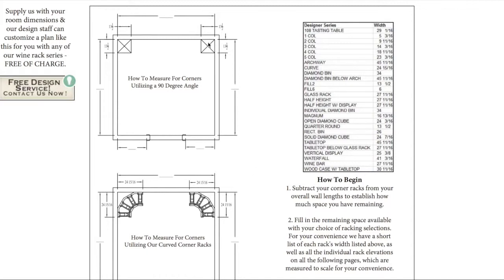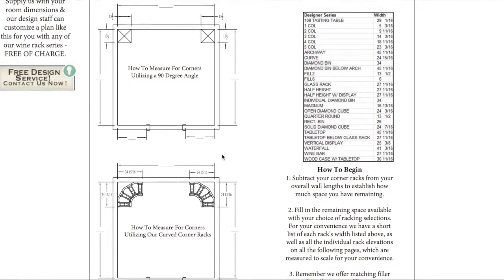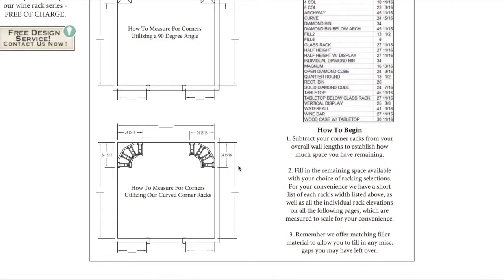If you're using the 90-degree angle, this allows the racks to come together and your spacer bars to touch in front. You would take the whole width of your space and subtract out 13.5 inches twice. So if you had a 120-inch wide wall, you'd subtract 27 to end up with 93 inches of workable space. If you'd like to use curved corners, you put in your width and subtract 24 15/16 twice, and the remaining is the space left for those additional kits.